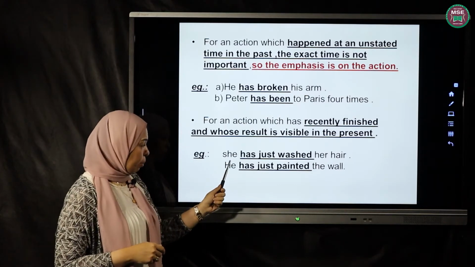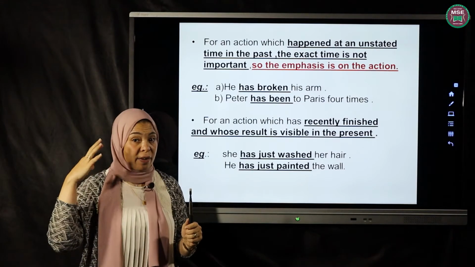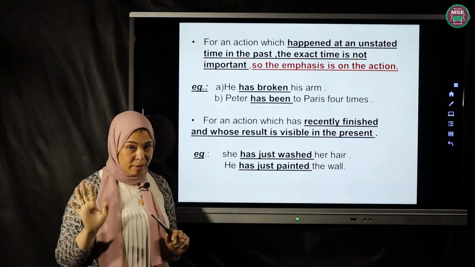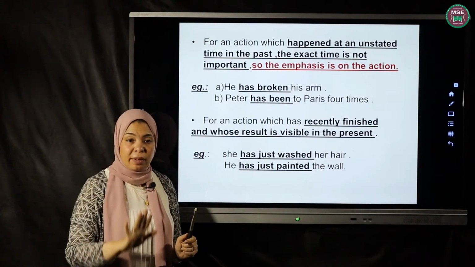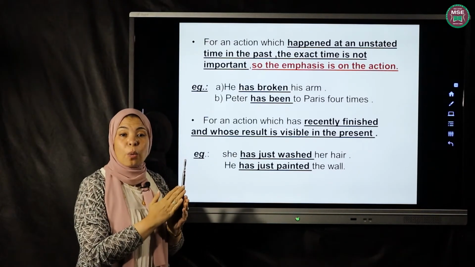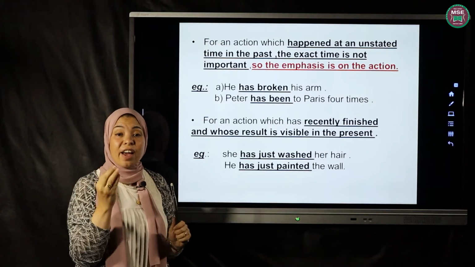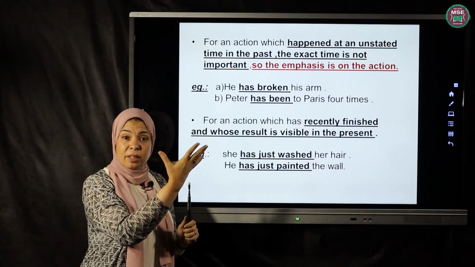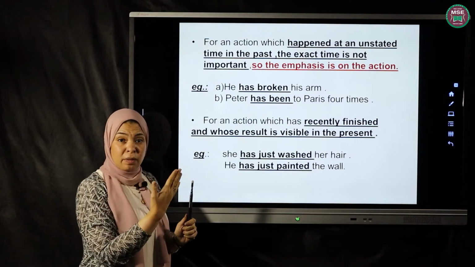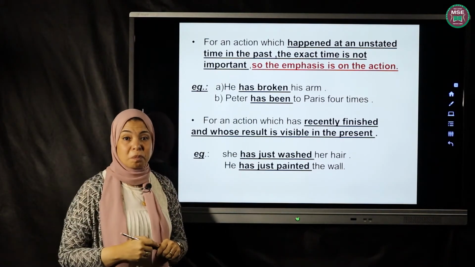So, as example number 1, he has just washed her hair. I can see that her hair is still wet. The second one, he has just painted the wall. So if I put my hand on the wall, I'll find that it's still wet. This means that the action started and finished recently. And I can see the result of the paint on the wall, the smell of the paint. I can see her hair still wet. This is the result of the action.